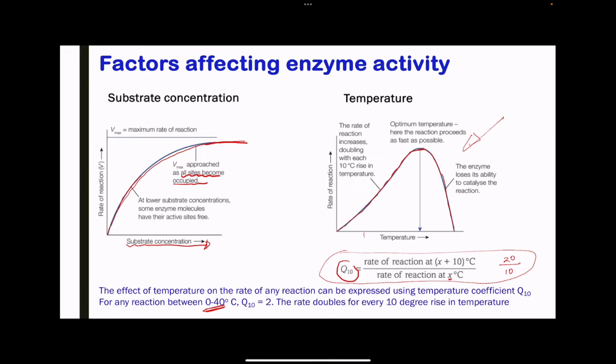If we have 10 degrees here, this is going to be the rate at 10 degrees. Then if we have 10 plus 10, which is going to be 20, so at 20 degrees, you're going to come to the graph and then to the other side, that is going to be the rate at 20. So to find the Q10, it will be the rate at 20 divided by the rate at 10, and that is going to give us the Q10.